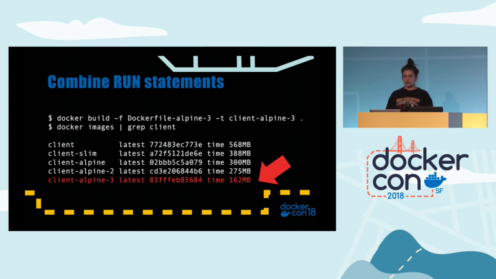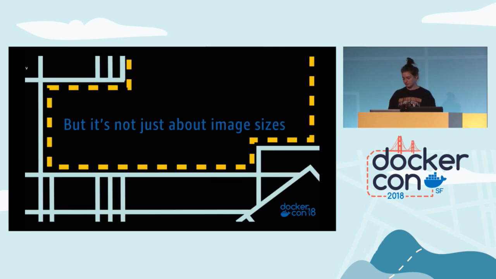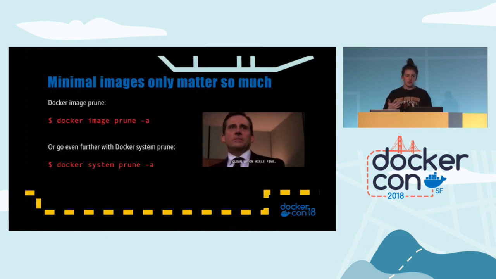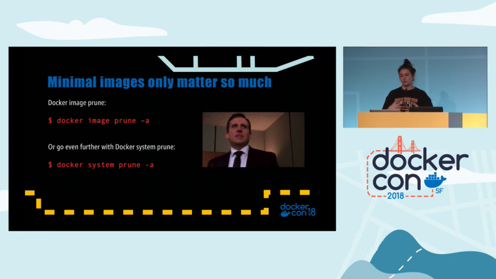It'll build a little bit faster. It'll pull a little bit faster from the registry when I'm deploying it. So some pretty significant wins for not a significant amount of work, which is the best kind of win. It's not just about image sizes, though, right? Making the most minimal image on the planet will only matter so much.